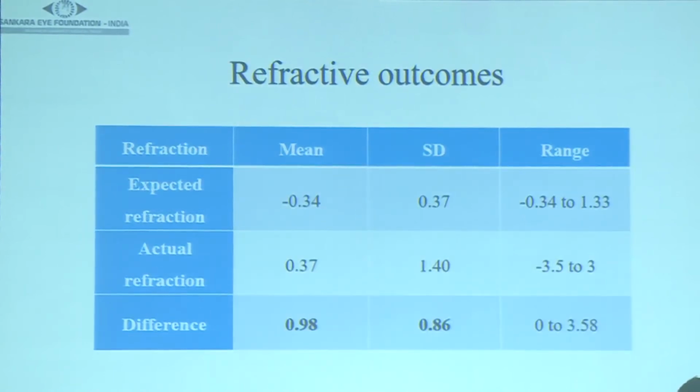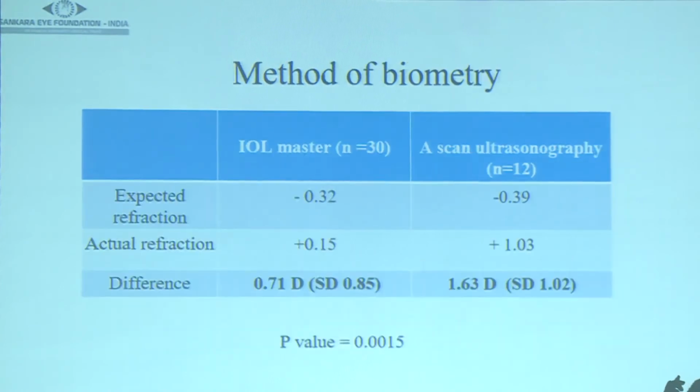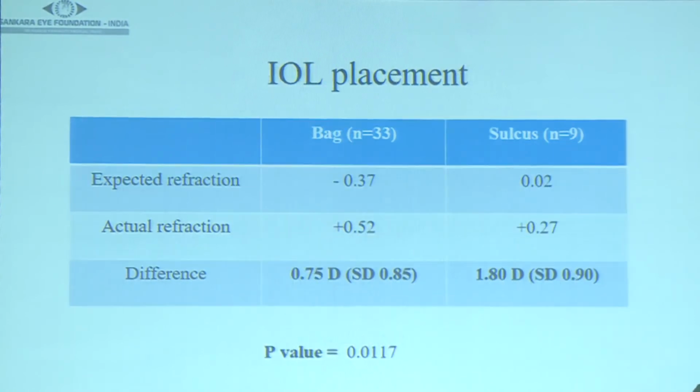For the refractive outcome, the expected refraction and actual refraction were calculated. The mean of expected refraction in these 42 eyes was minus 0.34, while the mean actual refraction was 0.37. The difference between expected and actual was 0.98 diopter in this group. When we compare the method of biometry, in the IOL Master group the difference between expected and actual refraction was 0.71 diopter, while in the A-scan ultrasonic group it was 1.63 diopter, and it was significant. When we compare in-bag and sulcus placement, the difference was 0.75 in the in-bag group and 1.8 in the sulcus group.